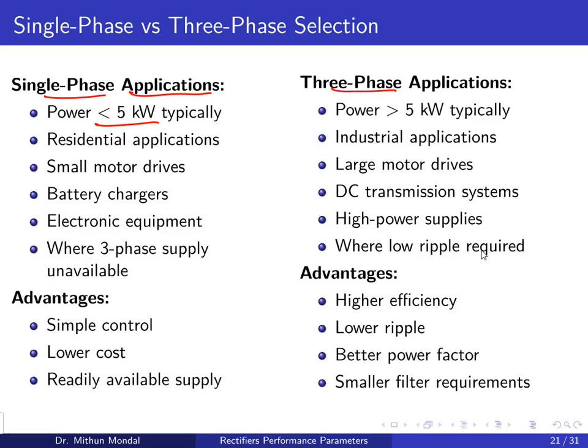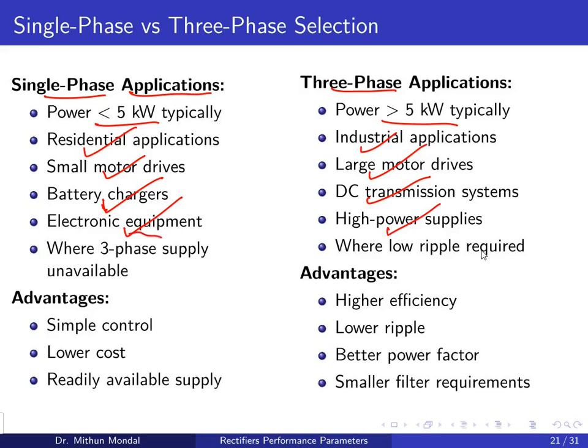If the power is less than 5 kilowatt, go with single phase. Power greater than 5 kilowatt, you go with three phase. Residential application usually will have single phase. Industrial application, three phase. Small motor drive, single phase. Large motor drive, we go with three phase. Battery chargers usually take single phase. DC transmission systems take three phase. Electronic equipment will have single phase application. High power supplies will have three phase application.